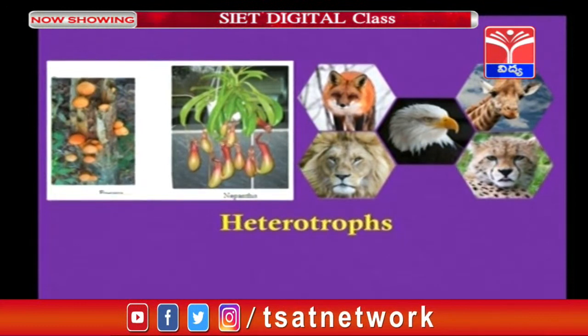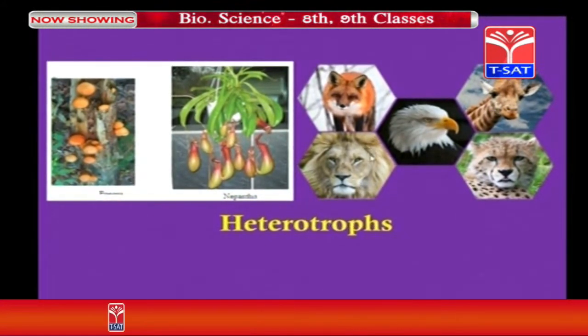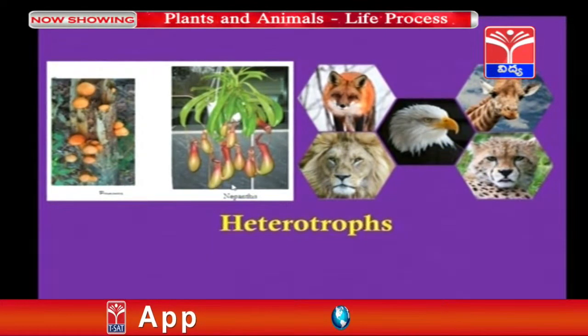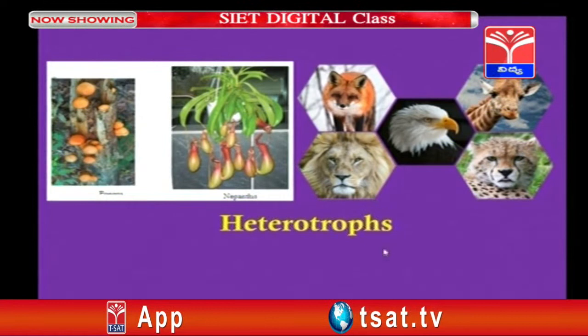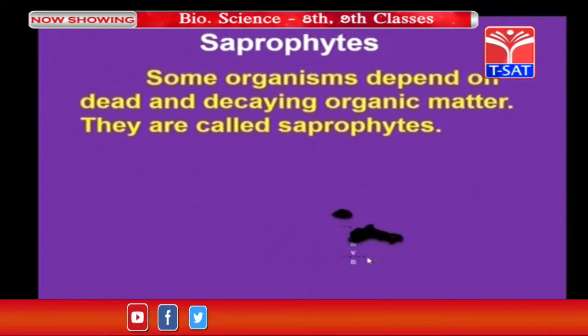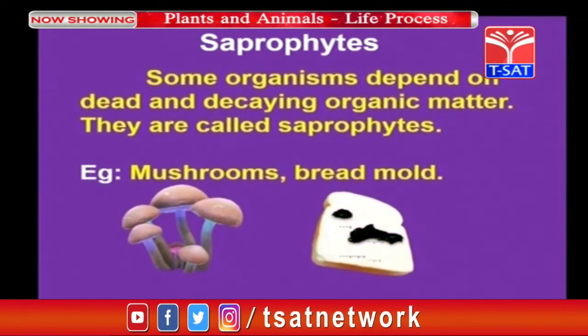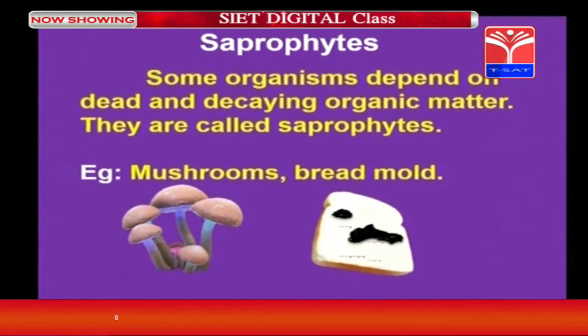Observe here, achlorophyllous plants, and these are insectivorous plants, and these are the animals. These plants cannot prepare their food on their own, and animals directly or indirectly depend on plants for their food requirements. Saprophytes are the organisms that depend on dead and decaying organic matter. Examples of saprophytes are mushrooms and bread mold.